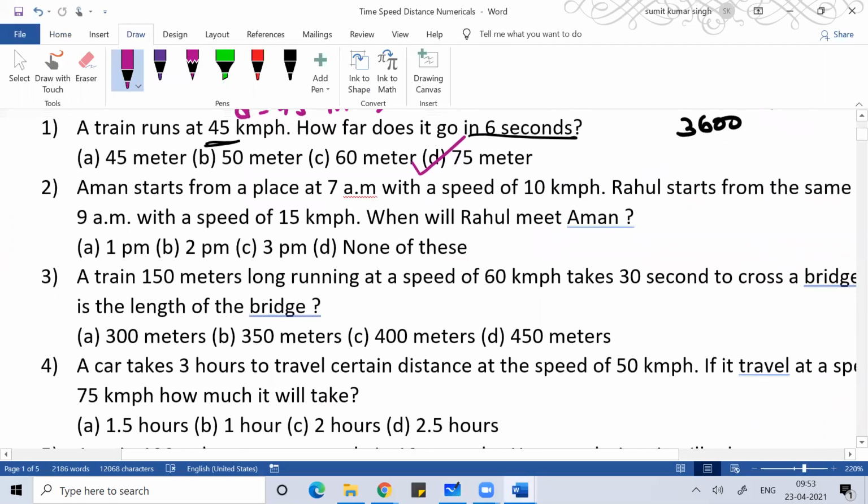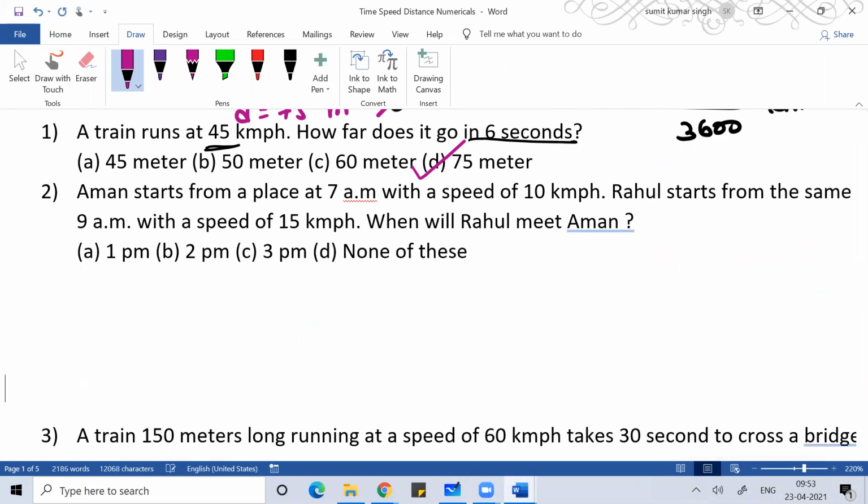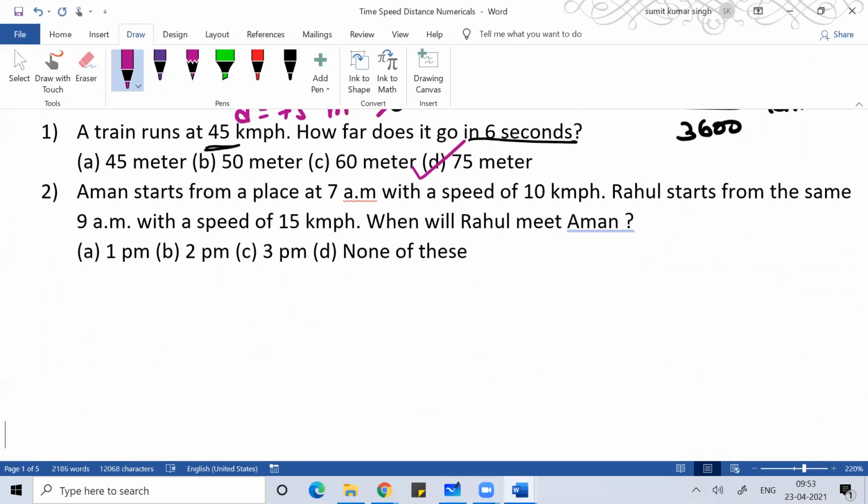You can understand this. So let's see this question number 2. Aman starts from a place at 7 a.m. with the speed of 10 km per hour. Rahul starts from the same place at 9 a.m. with the speed of 15 km per hour. When will Rahul meet Aman?